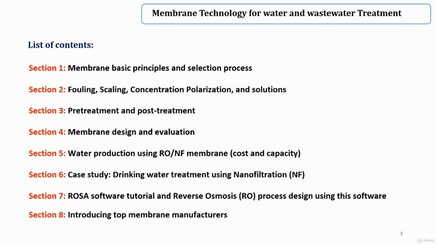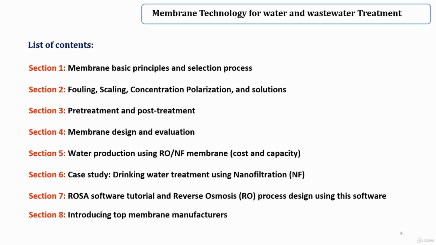At first, let's have a look at the contents of this course briefly. This course consists of 8 sections. Section 1, Membrane Basic Principles and Selection Process. In this section, you will learn how to select a suitable membrane system according to the molecular separation size, membrane materials, modules, operating mode, and etc.